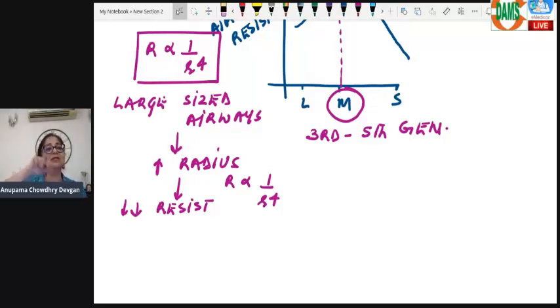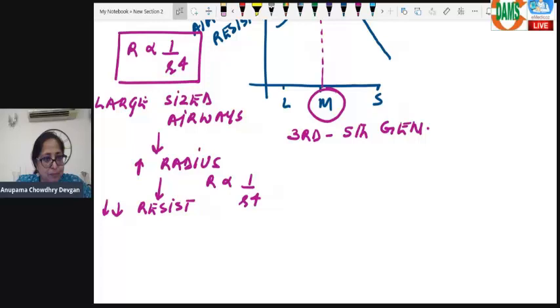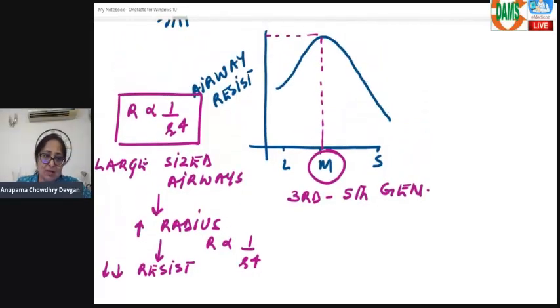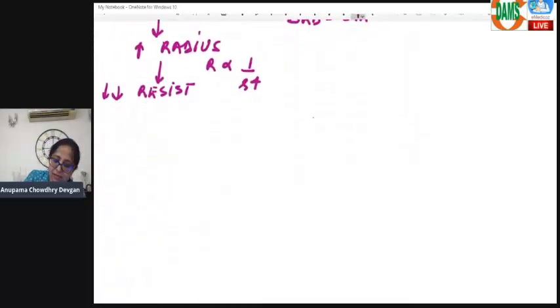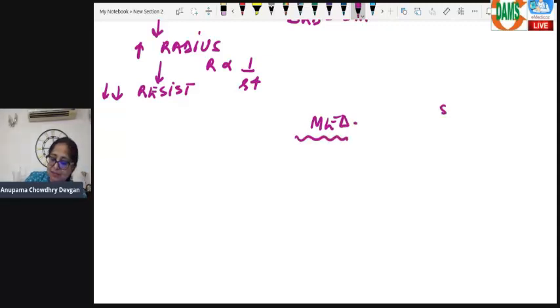But if I use the same principle, then the resistance should be higher in the smaller-sized airways. If radius is less, the resistance has to be much more. Shruti, it is 1 upon the 4th power of radius, radius to the power 4. So if I use the same principle, then the resistance should have been maximum in the small-sized airways. But when I measure the resistance, it is higher in the medium, lesser in the small-sized airways. So there must be an explanation for this. And what is the explanation? Let's try and compare the medium and the small-sized airways.